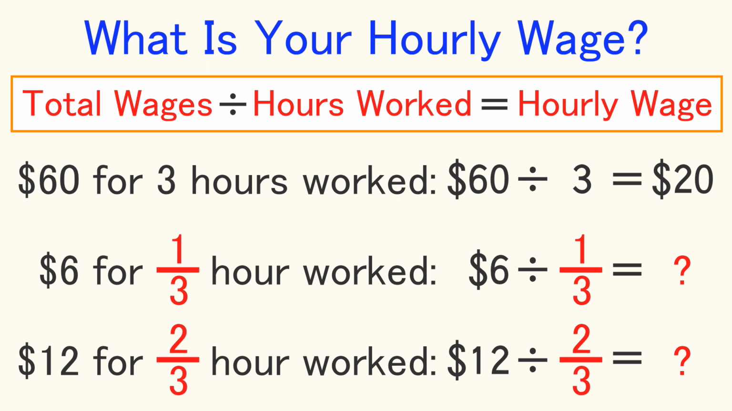If you receive $60 for 3 hours of work, you can calculate your hourly wage by dividing 60 by 3. Similarly, if you receive $6 for 1/3 hour of work, you can calculate your hourly wage by dividing 6 by 1/3. In the same way, if you receive $12 for 2/3 hour of work, you can calculate your hourly wage by dividing 12 by 2/3.